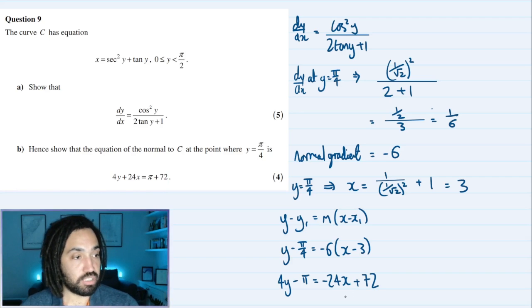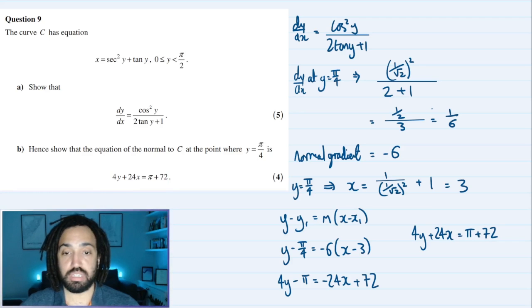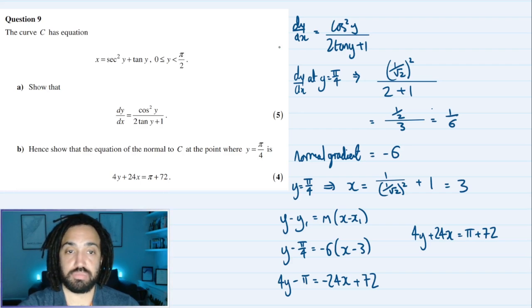Okay, that looks good to me, so let's just rearrange to make everything positive, and that gives me 4y plus 24x is equal to pi plus 72 as required. Brilliant.